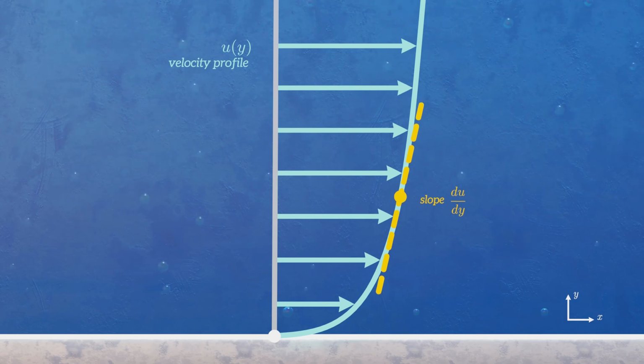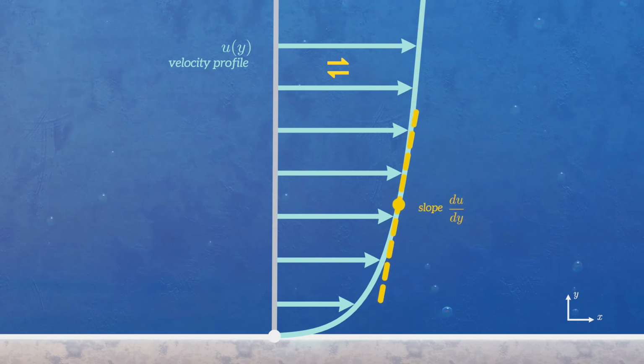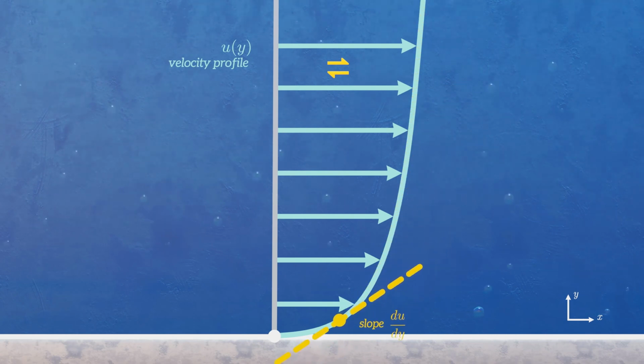The slope is small in the free stream. The fluid layers are moving at almost exactly the same velocity, and so the shear stress will also be very small. But close to the wall, the velocity changes very suddenly. In this region, the slope is large, and so the shear stress is also large.